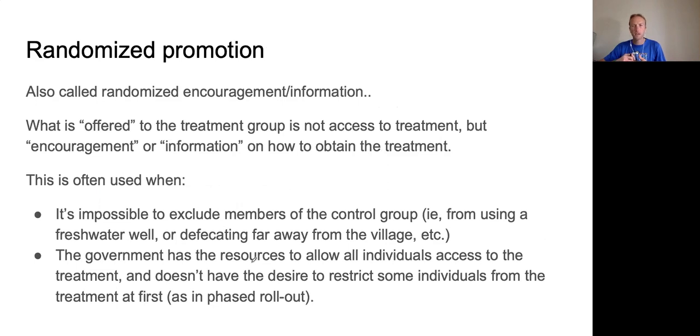What on earth is this like? So this is often used when it's impossible to exclude members of the control group. So imagine that there is a new well that's dug and it has clean water, and it's for public usage. And you want to see the effect of the well on the village. Well, real quick, before everybody learns about the fact that there's a new well in the village, you randomly tell some people about the well, and you don't tell a control group.